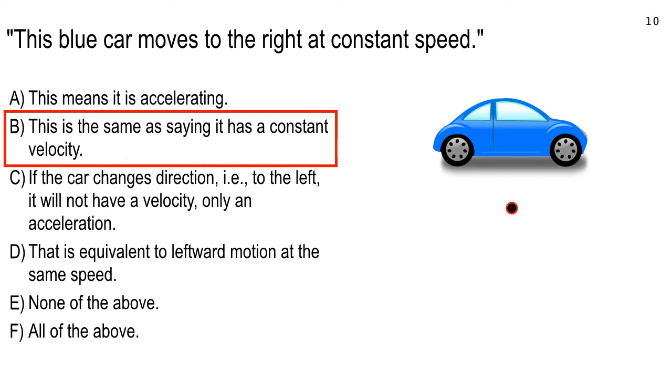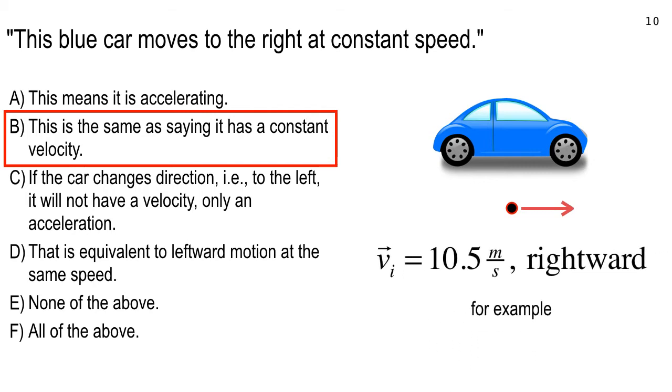Now, I want you to make a couple notes on this. If I say that something's moving to the right at constant speed, go ahead and put a dot down here to represent the center of mass of this little blue car. And what you could do is write a rightward pointing arrow like this. Just make it kind of medium size.